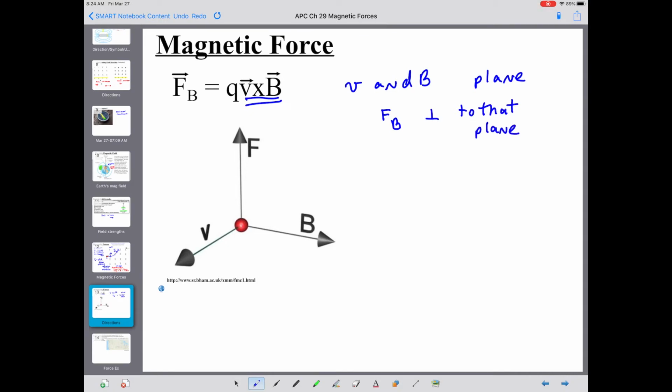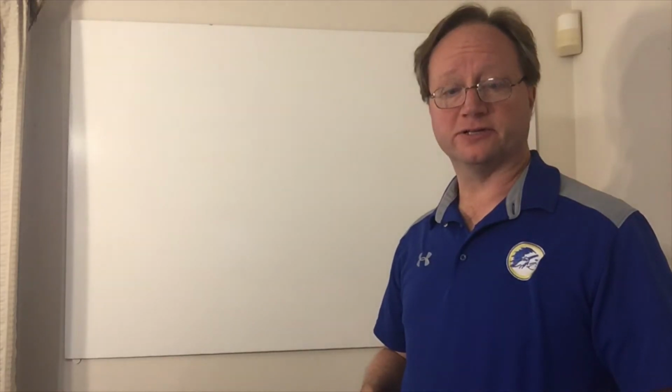So then once you know the directions of V and B, picture what is perpendicular, and you've got two choices. So V and B define the horizontal plane. Force is either going to be vertically upward out of the plane or vertically downward out of the plane. All three vectors are mutually perpendicular once you apply that cross product. So now let's consider an example.